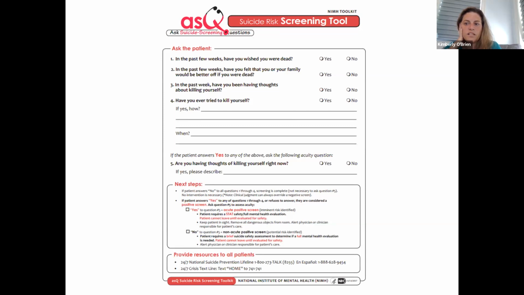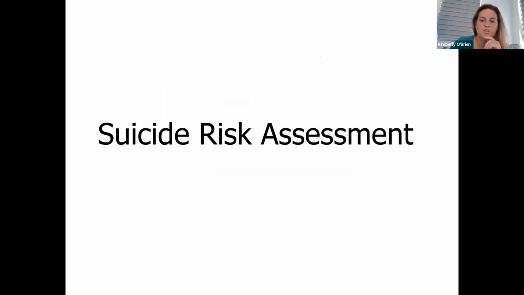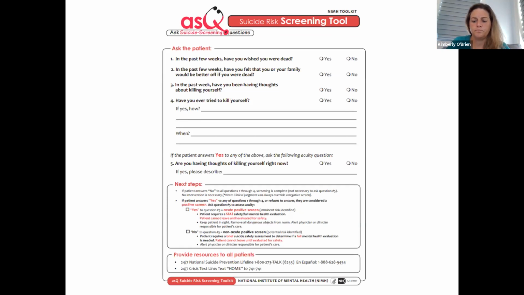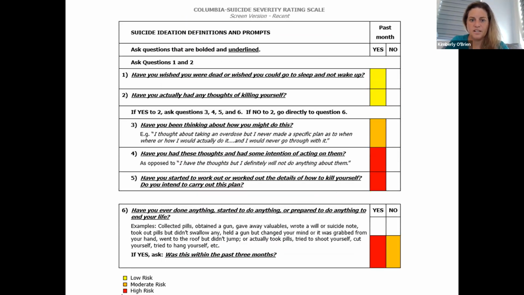So this is how this screener has developed. And this is something that if you Google it, ASQ, you can get it, because it's developed by NIMH, so it's publicly available. And it's been tested multiple times. So I'd lean towards this one for a youth population to use. There is also another one called the, I apologize, this is the Columbia Suicide Severity Rating Scale right here.